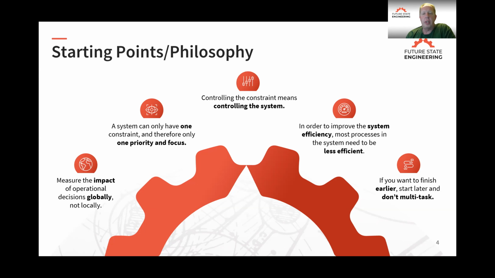In order to improve the efficiency of the system, most processes in this system need to be less efficient. What we mean by that is if we really want to make the constraint area effective, then sometimes other departments need to be less effective to improve the effectiveness of the constraint. That's a hard concept for people to understand, but we walk through that methodology as part of the training. And the last one is if you want to finish earlier, start later and don't multitask.